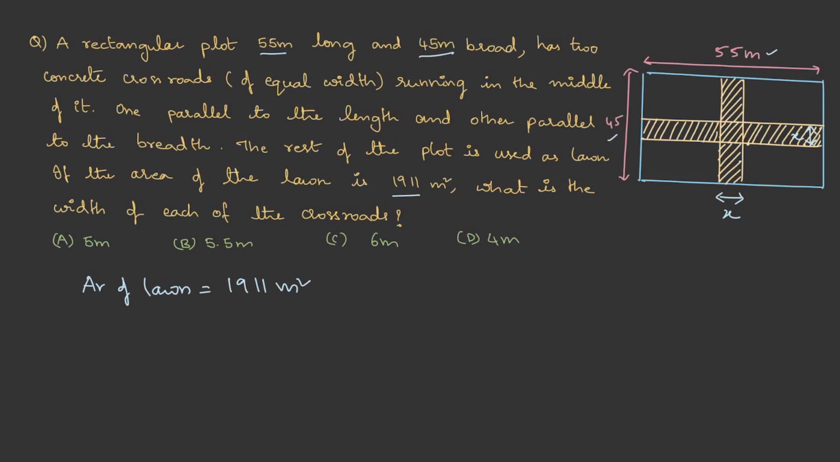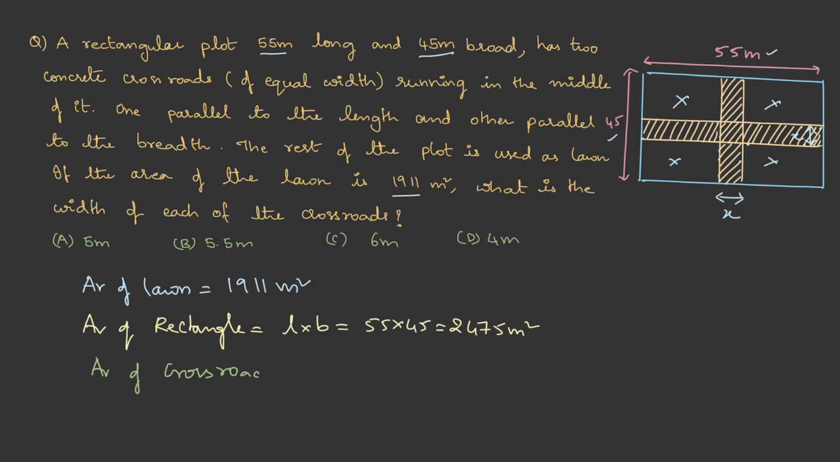To solve this question, we need the area of the crossroads, not the lawn. Lawn is this part. So in order to get the area of the crossroad, I'll calculate the area of the whole rectangle, then subtract the lawn. Area of rectangle is length into breadth, that is 55 into 45, 2475 meter square. The area of crossroads will be 2475 minus 1911, which is 564 meter square. So this 564 meter square is this whole part, this one as well as this one.